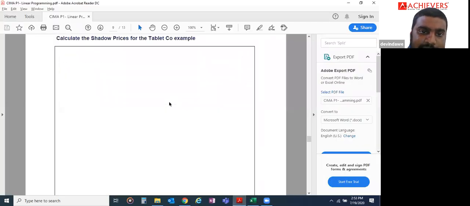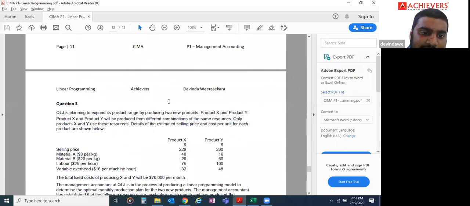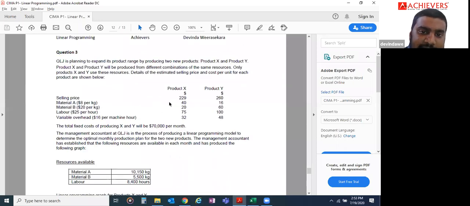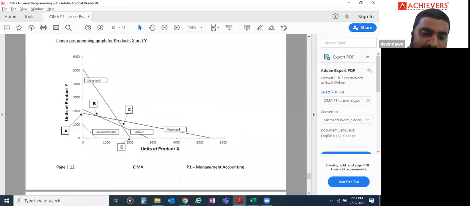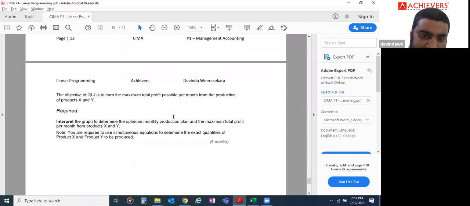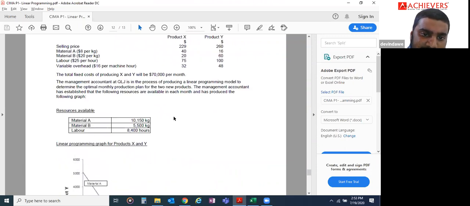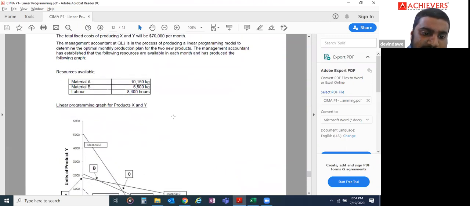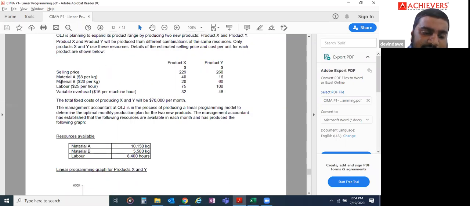Now, go to the tute and go to page number 12, question number 3. The same question that we did last week. We found the optimum point, solved the graph, and got the optimum production plan. So now what I want you all to do for this question, right? For this question, how many resources are there? Material A, material B, and labor, right? Those are the three resources that are there.